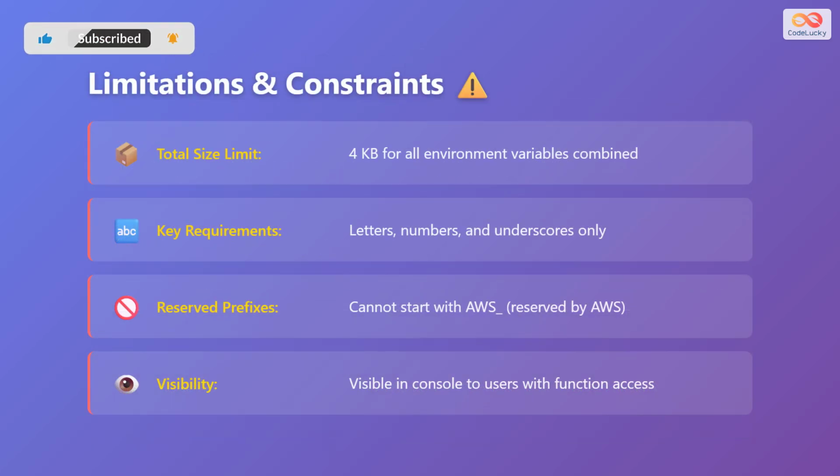When working with Lambda environment variables, you need to be aware of several important limitations. The total size limit for all environment variables combined is 4 kilobytes, so you need to keep your configuration data concise. Environment variable keys must contain only letters, numbers, and underscores. No special characters are allowed. You cannot use variable names that start with AWS_, as this prefix is reserved by AWS for system variables. Finally, remember that environment variables are visible in the AWS console to any user who has access to view the function configuration, so they should not be considered completely private.